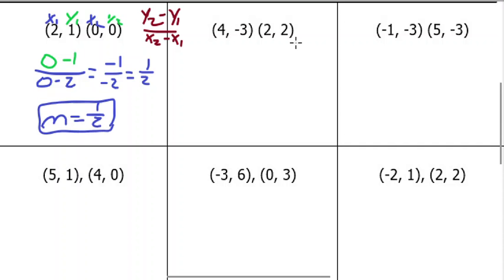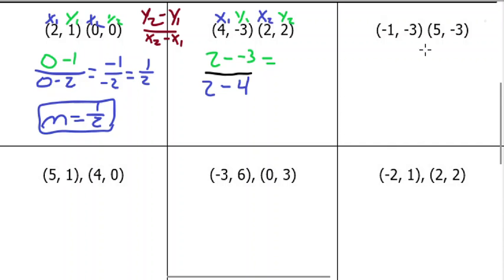All right, let's try this next example. I have (4, negative 3) and (2, 2). So I have to label my points. y2 is my second y, y1 is my first y. Then I can plug it into my formula. y2, 2, minus y1, negative 3, goes on top. And on my bottom I put my x's. My x2 is my second x value, my x1 is my first x value. So it'd be 2 minus 4.